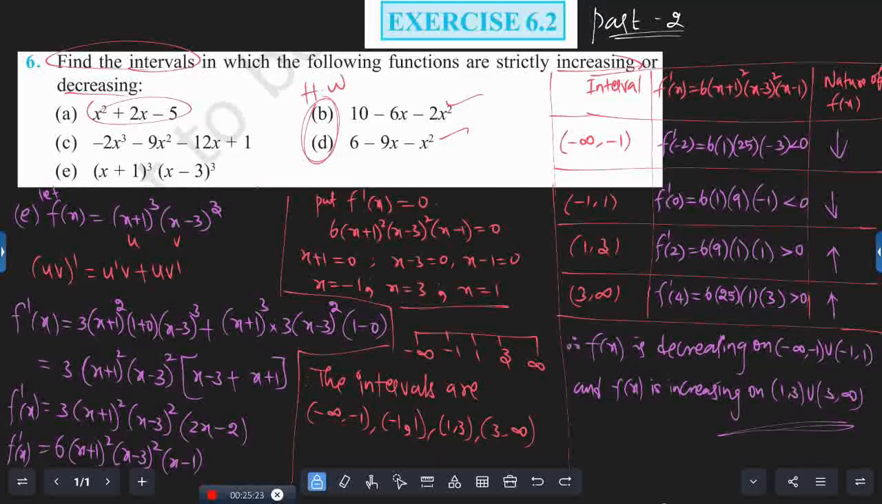I hope you understand the 6th one very well. Is it okay? See, I gave 2 questions as homework, you want to do it, understand, right? We are going to the 7th one, right? Go fast.